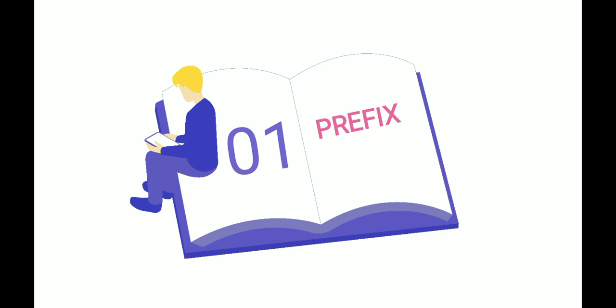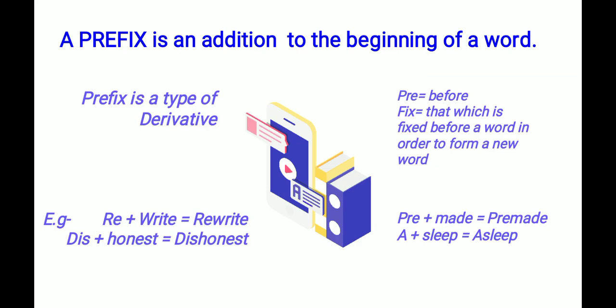First of all, let us discuss prefix. If we divide the word prefix into two parts, we will get that pre means before and fix means that which is fixed before a word in order to form a new word. That means, what is prefix? A prefix is an addition to the beginning of a word.